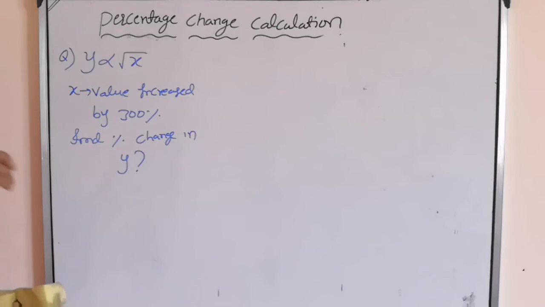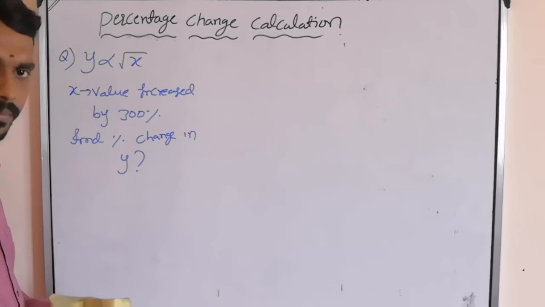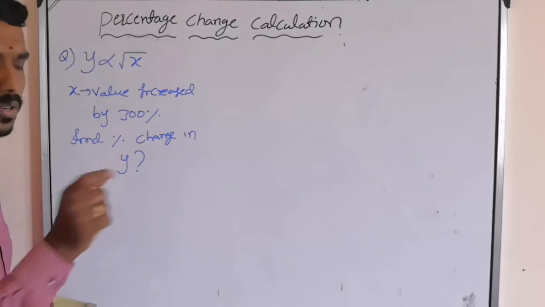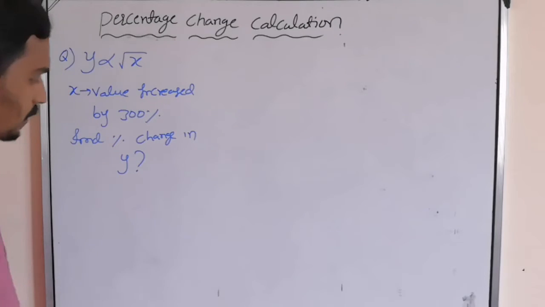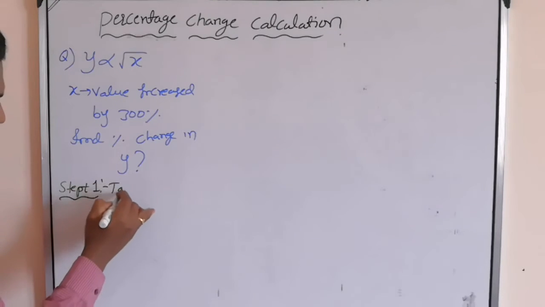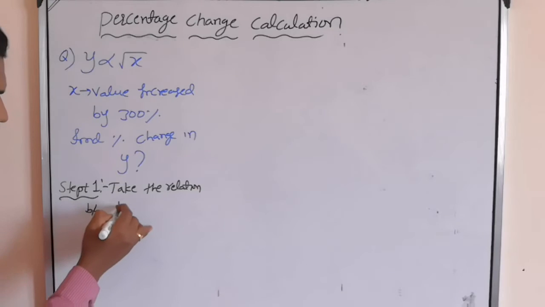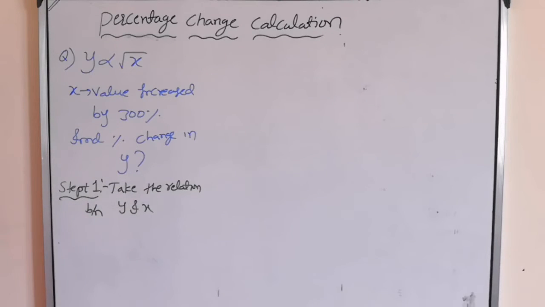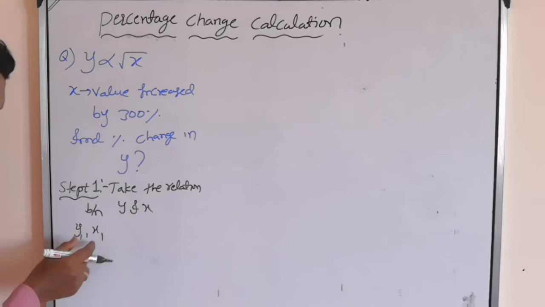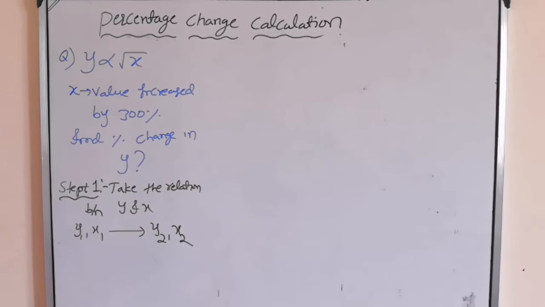Now, as I told you, here they have given the relation, so don't worry. But usually in a physics question, you have to take this relation. That is the first step. So the first step is to take the relation between y and x. Then y1, x1 is the initial set of values, and they change to y2, x2.